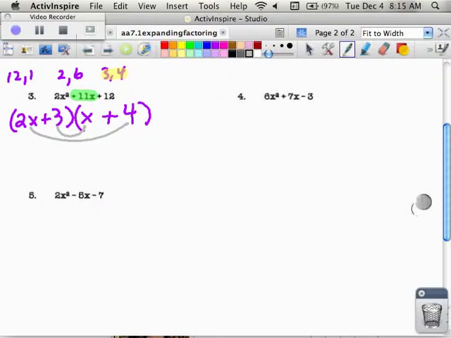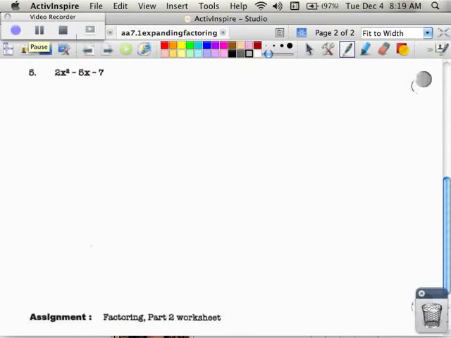Yay for me. Notice that I used 3 and 4 because it was producing the 12, 2x and x because it produced the 2x squared. You know now?